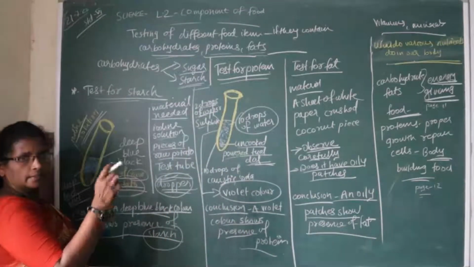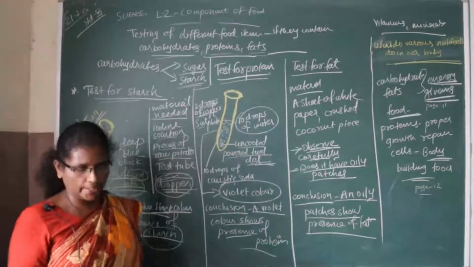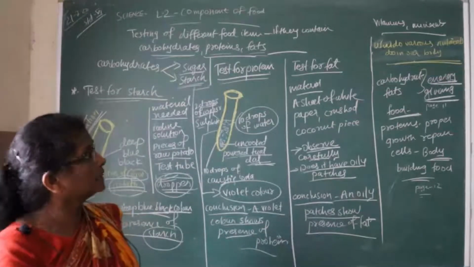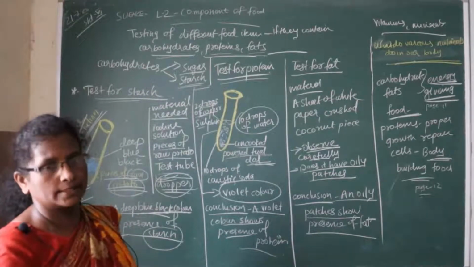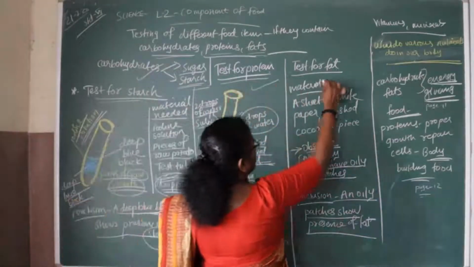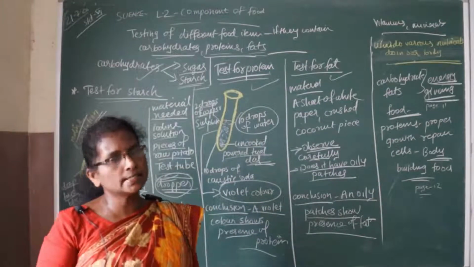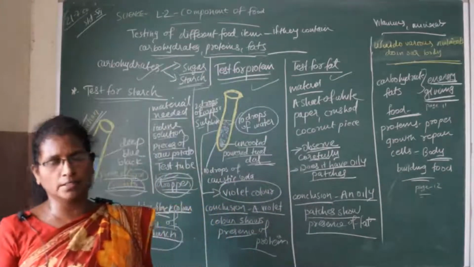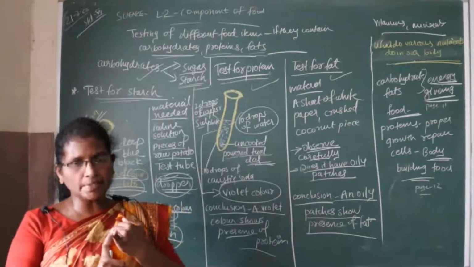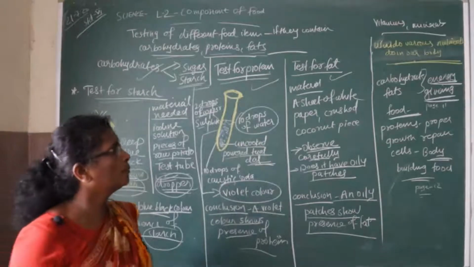These are the tests for carbohydrate, protein and fat. Today we have discussed the tests for three nutrients: carbohydrate, protein and fat. Other nutrients or components are also there. In the last session we discussed them: vitamins and minerals. These are also essential for our body.